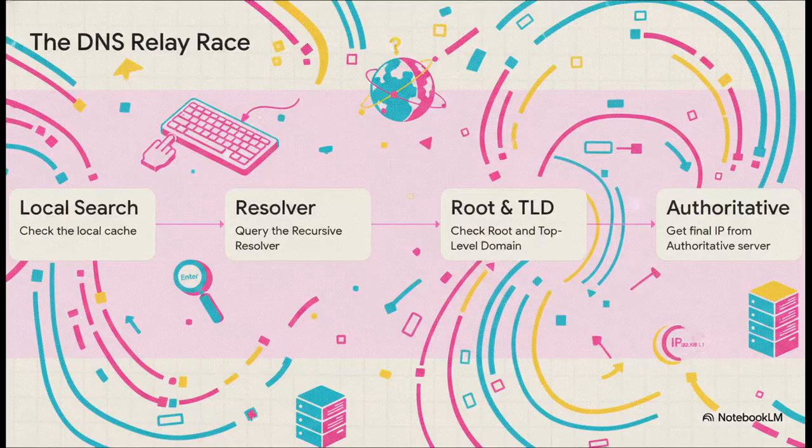The literal moment you hit enter on your keyboard, you trigger this lightning-fast digital relay race that spans the entire globe. And it all happens in 4 crazy fast phases: the local search, the Recursive Resolver, the Root and TLD servers, and finally, the Authoritative Name Server.